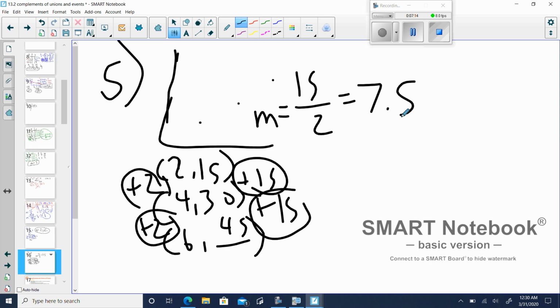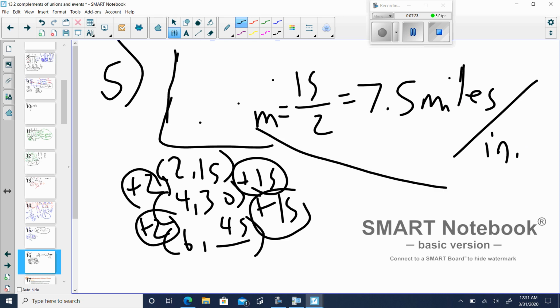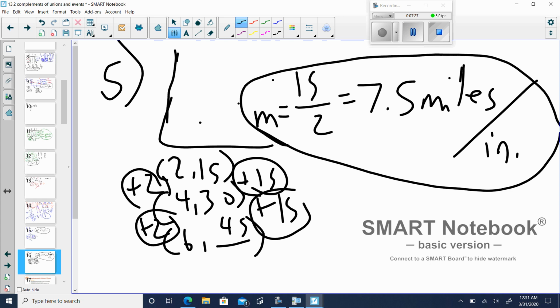It's 7.5. Now 7.5 what? 7.5 miles per inch, because we're looking at a scale. And that's going to be constant, because 15 over 2 is going to yield the same answer as 30 over 4, 7.5, and 45 over 6, 7.5. So we have a constant rate of change right there.